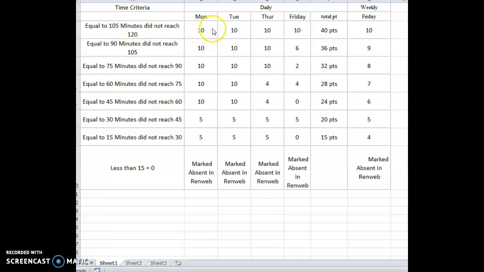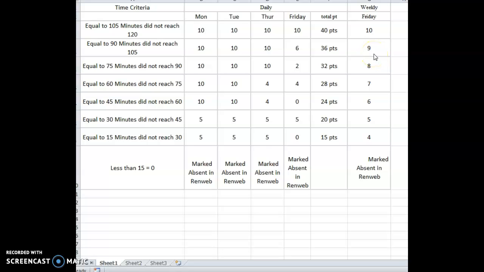If you're going to do it daily, you would actually give 10s each day for a total of 40 points, which equivalents to 10 over here, which would be 100%, 10 out of 10. Over here, anywhere from 105 to 90 minutes. Again, on Monday, Tuesday, and Thursday, that would be that 10 points, with a 6 on Friday. So when you add that together, it's 36. 36 out of 40 is a 90%.